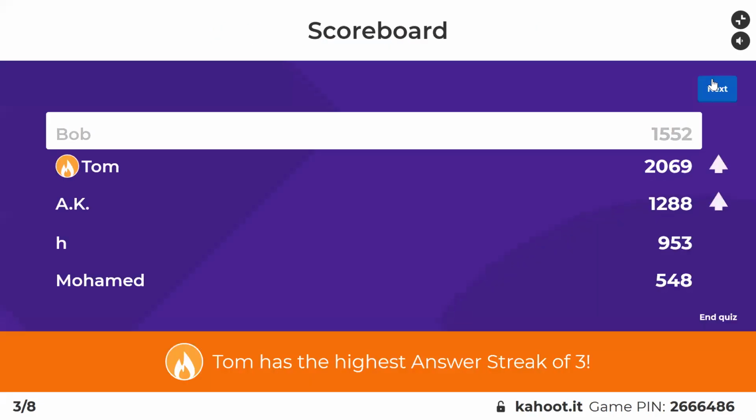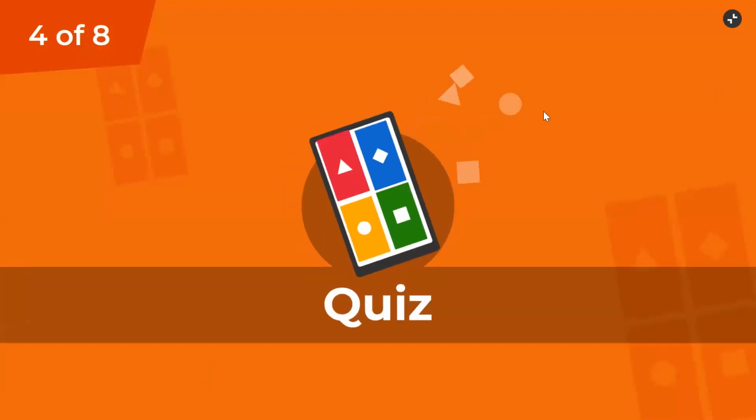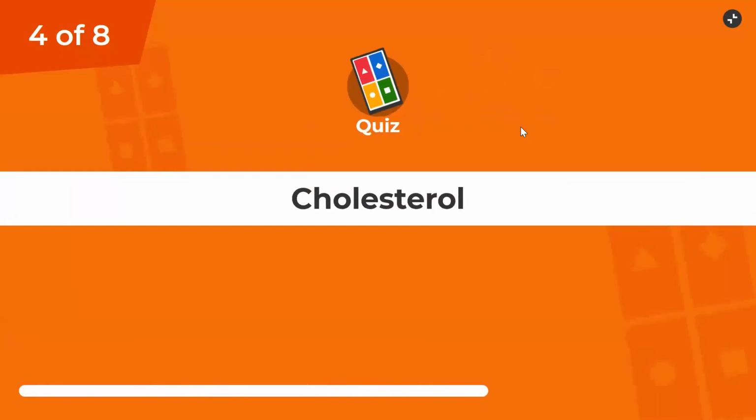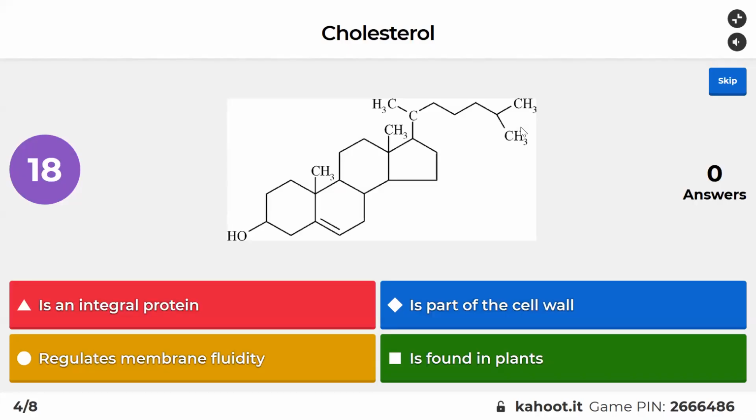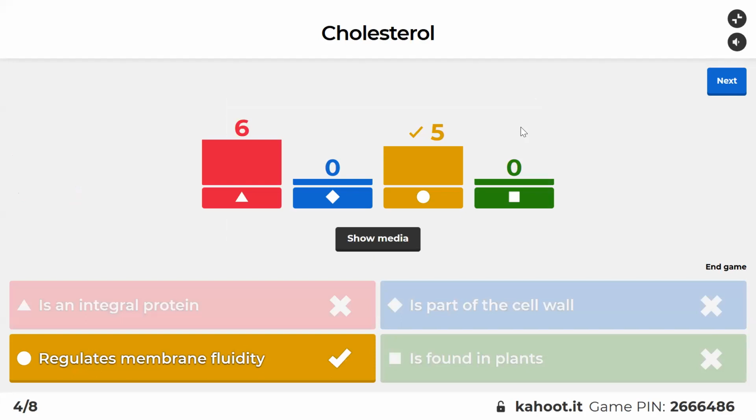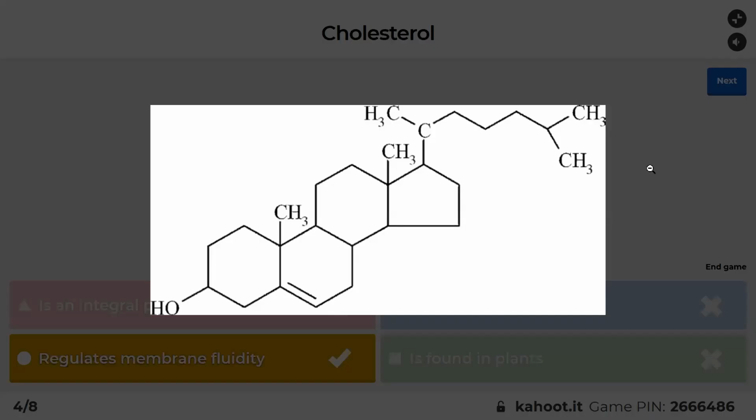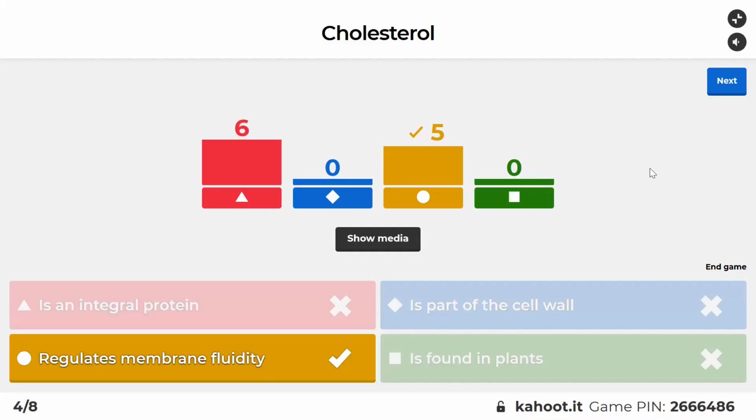So that is false. All right, Tom is on a hot streak. Well done, Tom. Question 4, cholesterol. So the correct answer is regulates membrane fluidity. So cholesterol, there's the picture there, that is not a protein, that is a steroid. It's a type of lipid. And the correct answer is it regulates membrane fluidity.